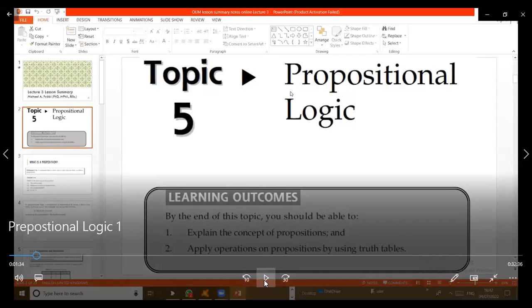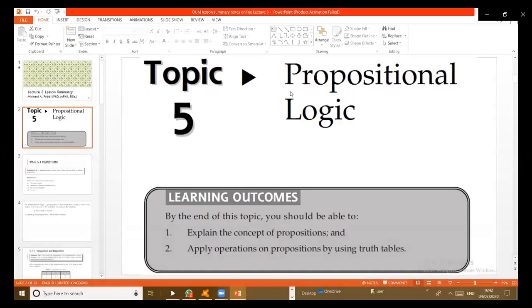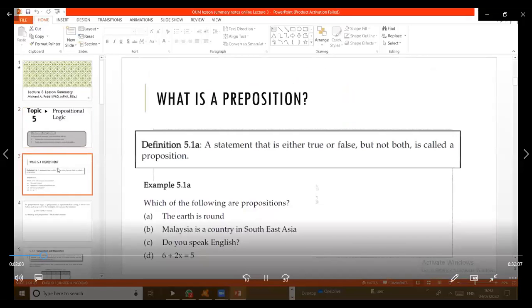Logic, I want us to cover these two topics in this third tutorial. So for topic 5, we expect that by the end of this topic, we should be able to explain the concept of prepositions and apply operations on prepositions using truth tables. So the question is, what then is a preposition?